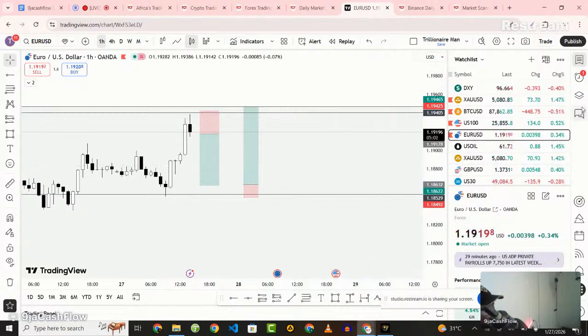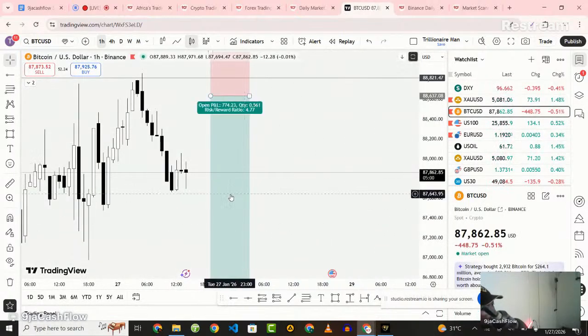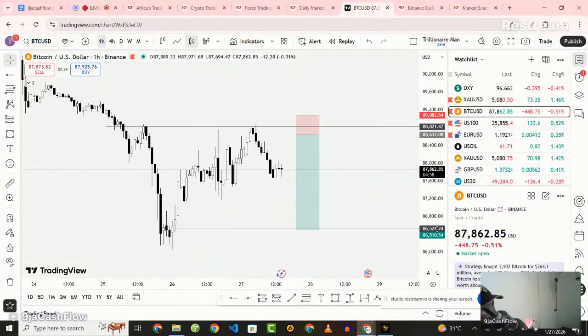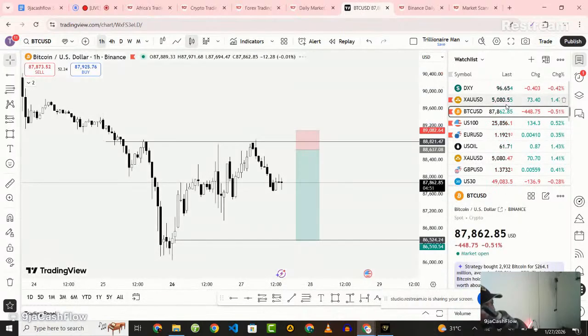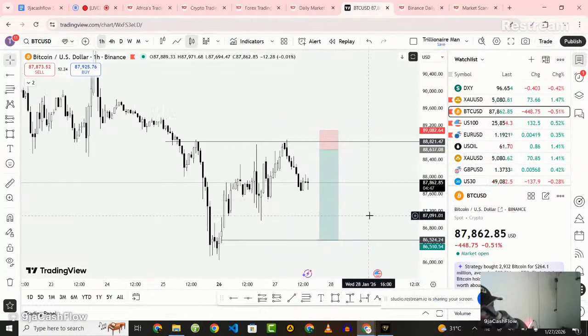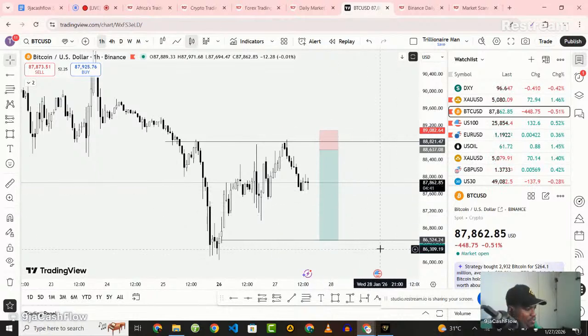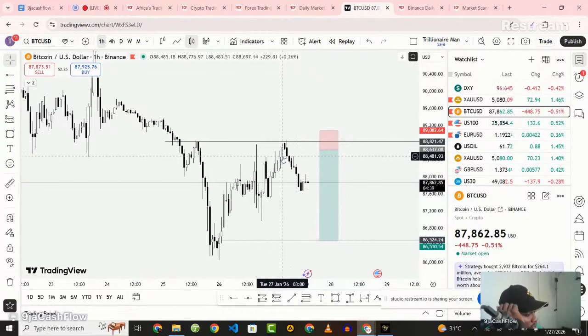So yeah, BTC is going down. It's in the middle of nowhere. This was actually the best sell for BTC. It came down, came as high as this point.